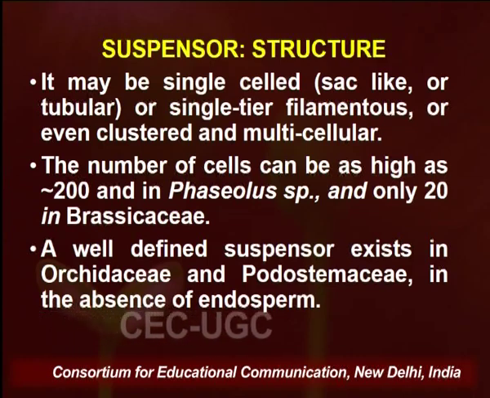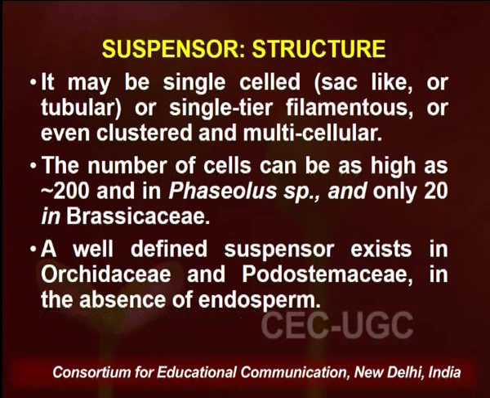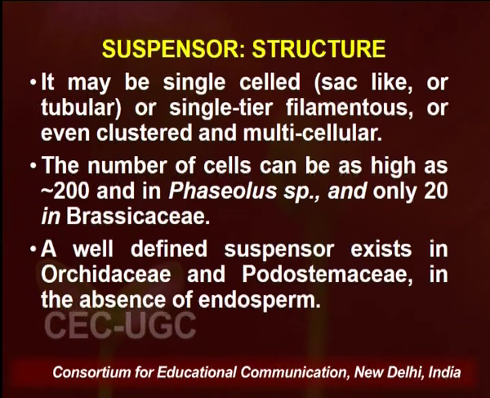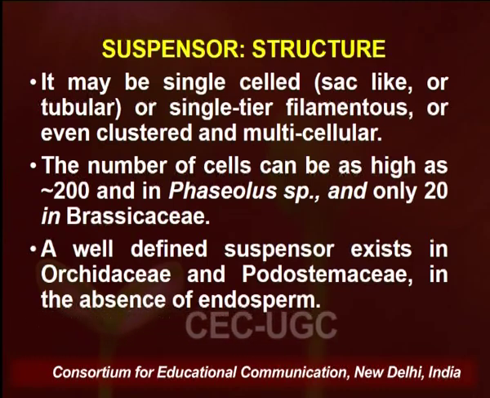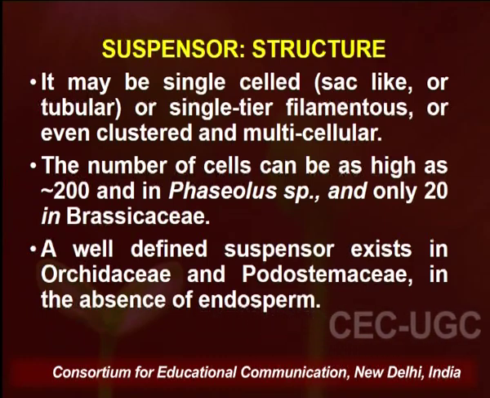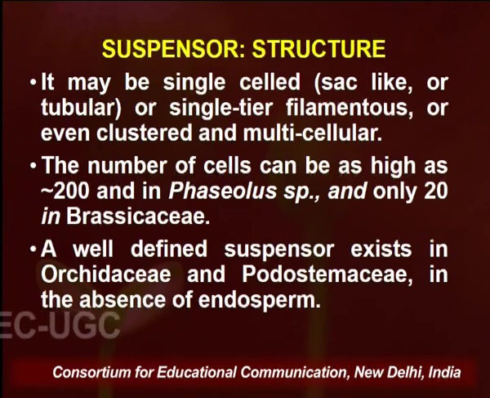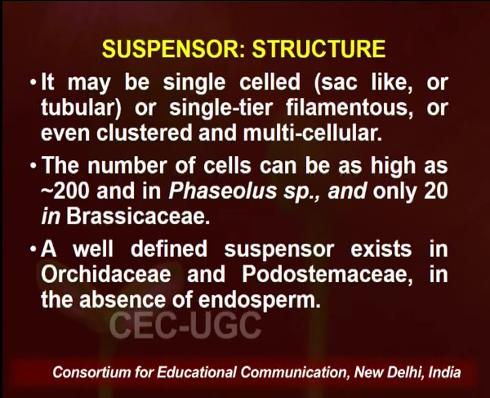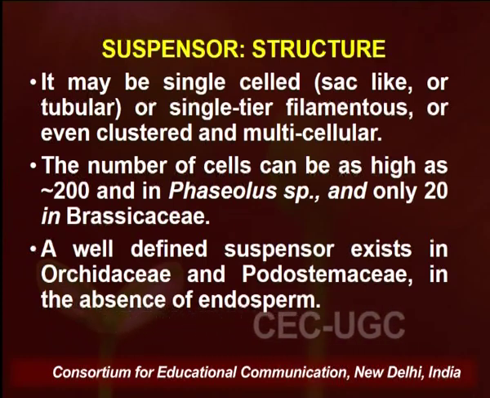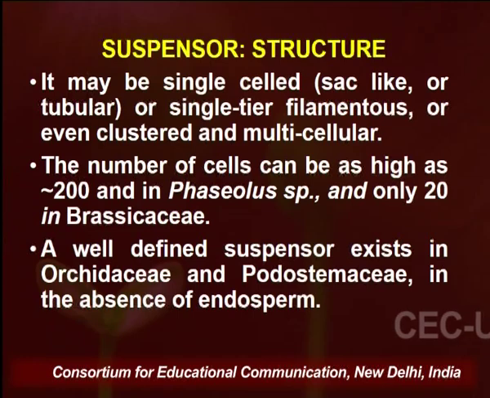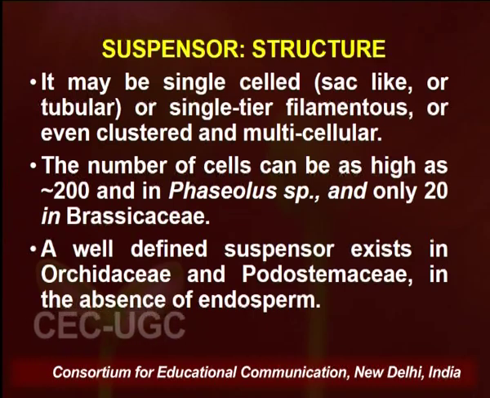Suspensor can be single celled, and if it is single celled, it can be sac like or tube like, or it can be filamentous in a single tier, or it can even be multicellular or clustered. The number of cells can be as high as 200 as in Phaseolus, or only up to 20 in Brassicaceae, but the extreme is when it is only single celled.